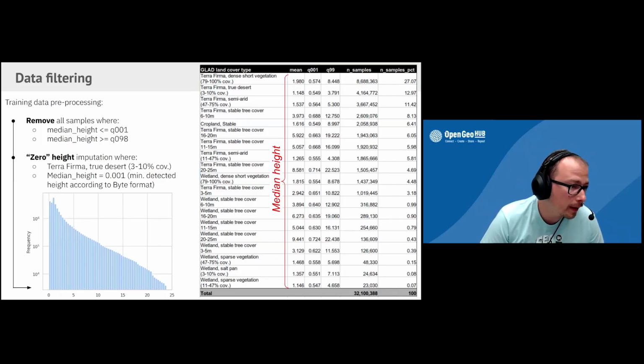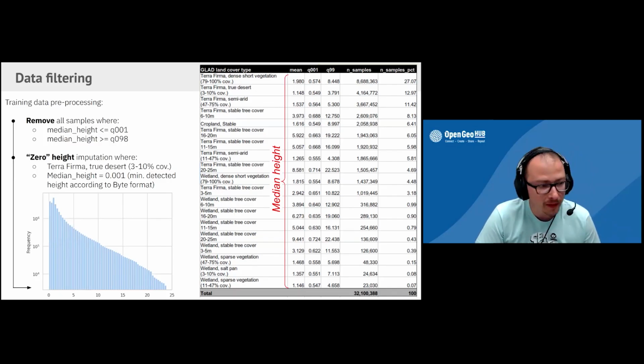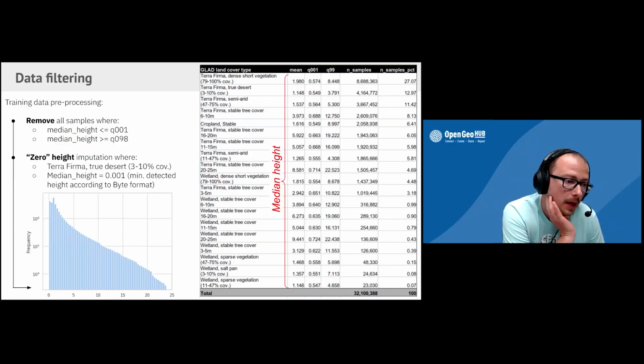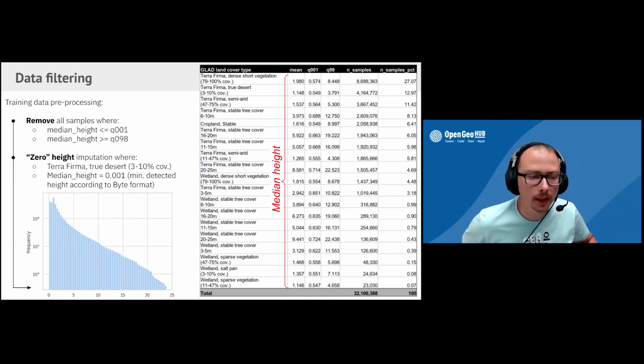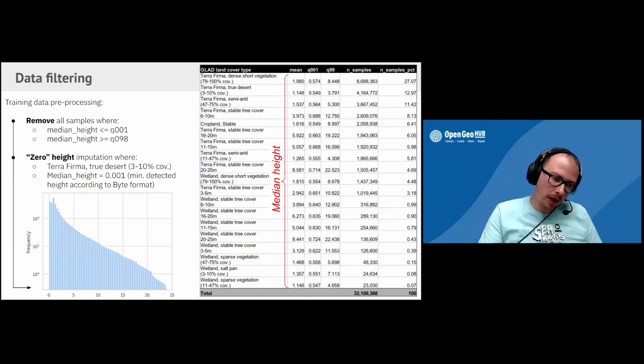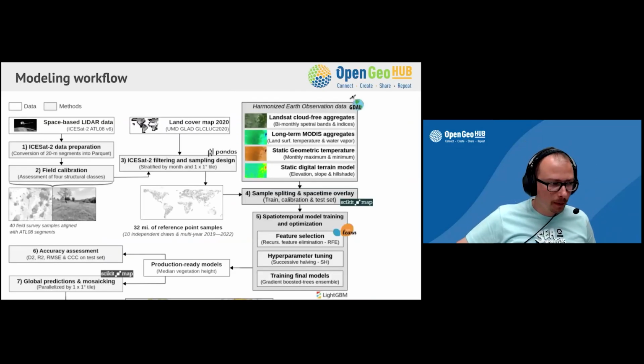And we did a lot of filtering. We removed some outliers according to this analysis. Another thing we did, because ICESat-2 doesn't cover heights lower than 50 centimeters, is that all the samples on true desert we assumed had a height close to zero, some minimum detected height according to the data format that we were mapping. So this was a kind of zero height imputation that we used to cover the limitation of the ICESat-2 data. Next slide, please.